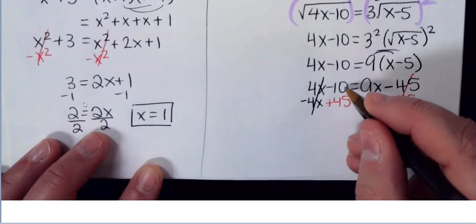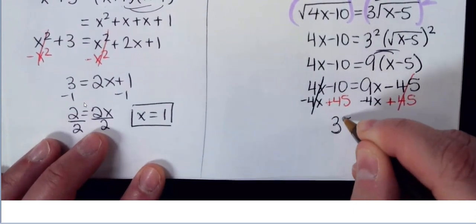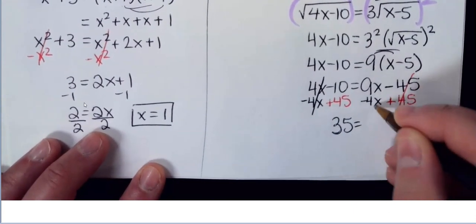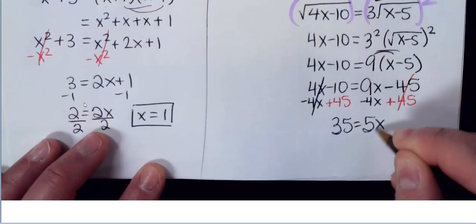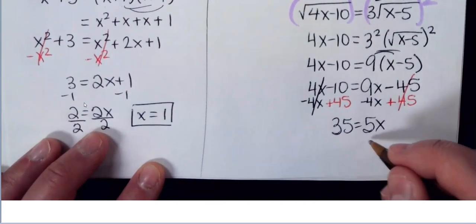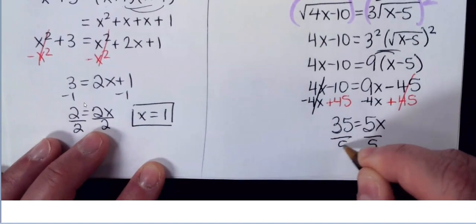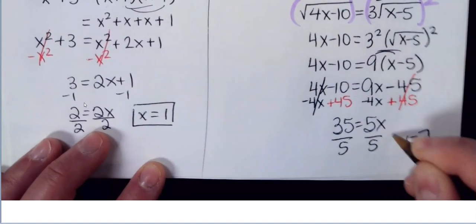If you take negative 10 and 45, you're going to get 35. And if you take 9x minus 4x, you're going to get 5x. And then I'm just going to divide by 5. So x is going to be 7 here.